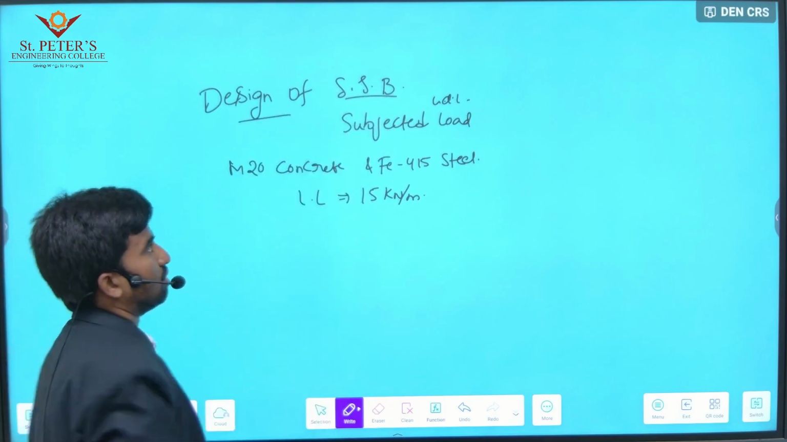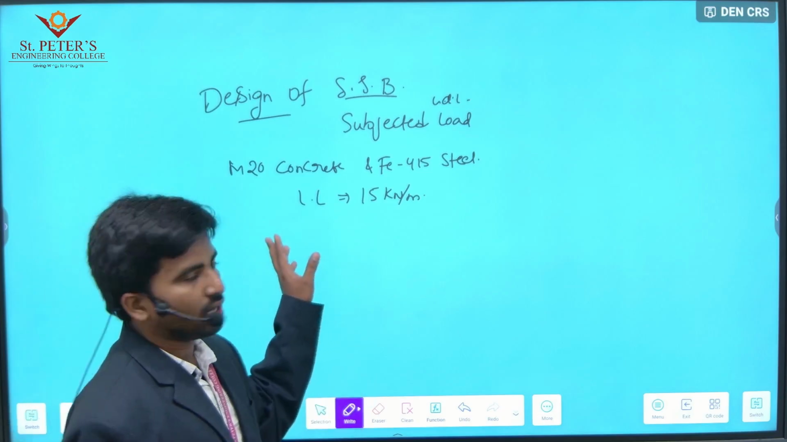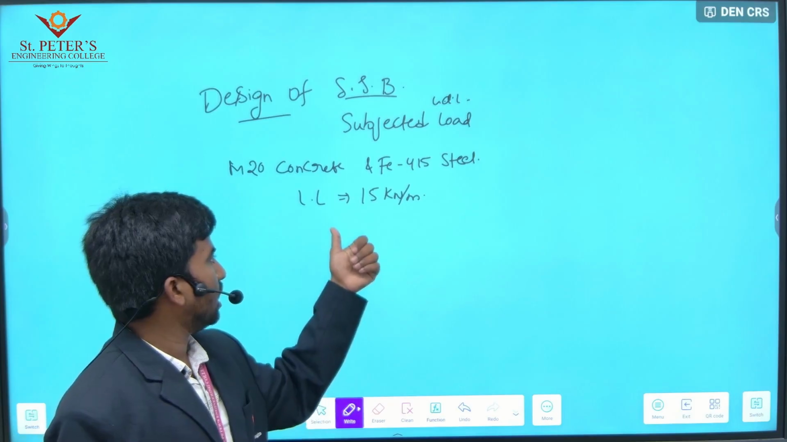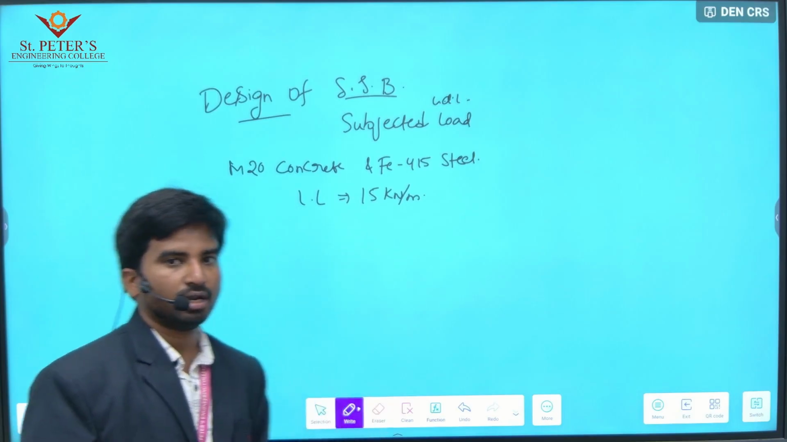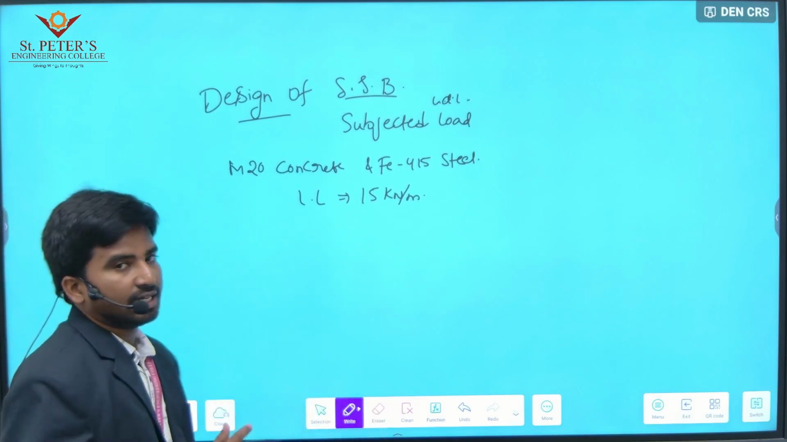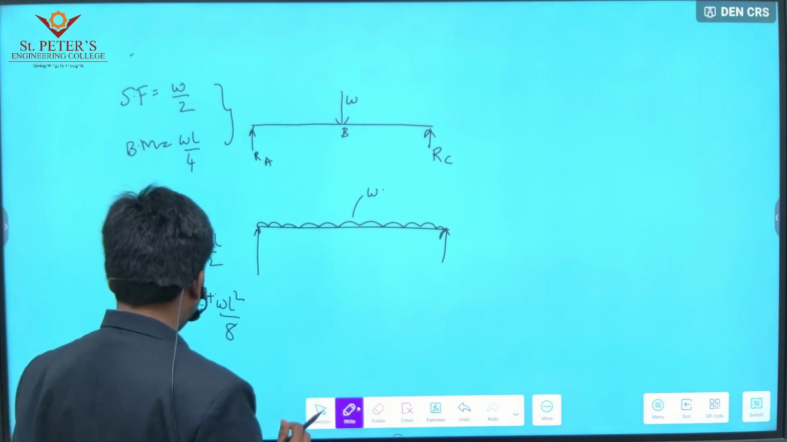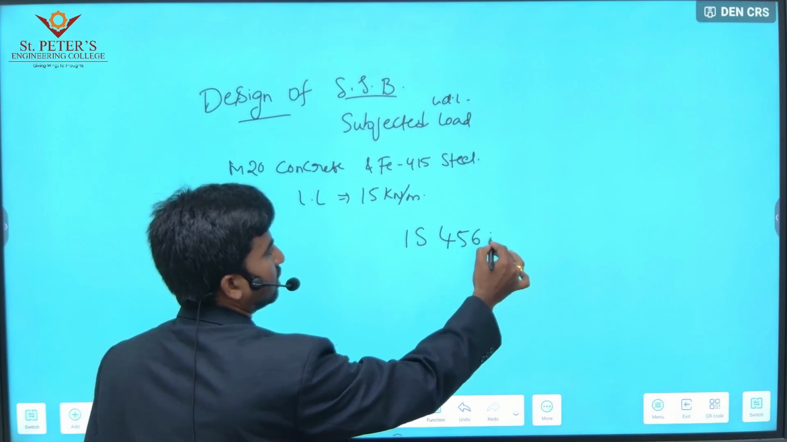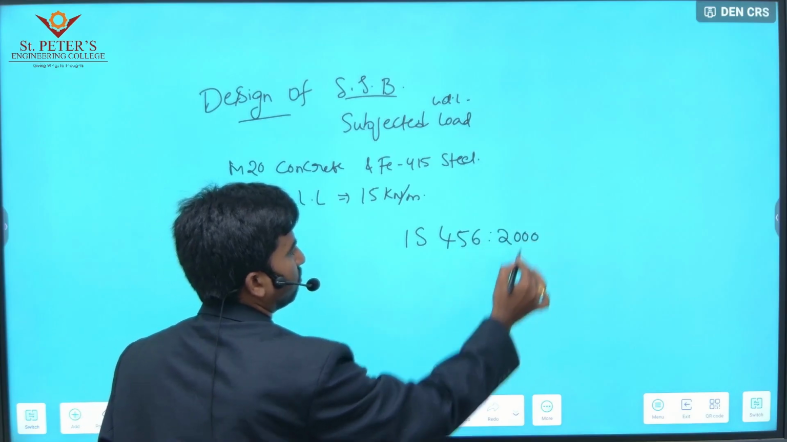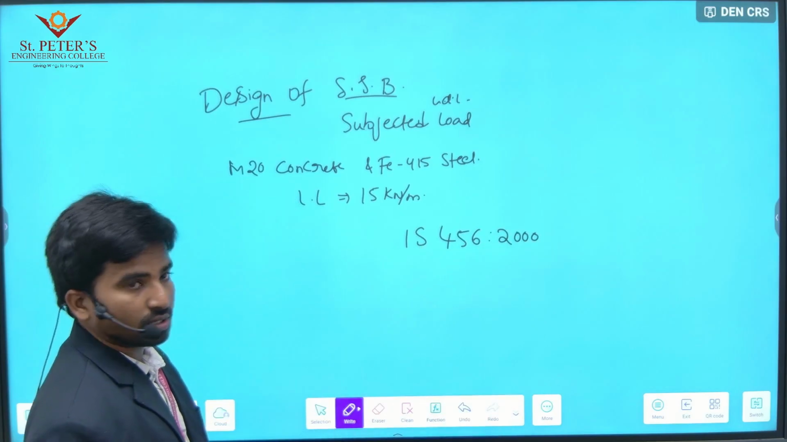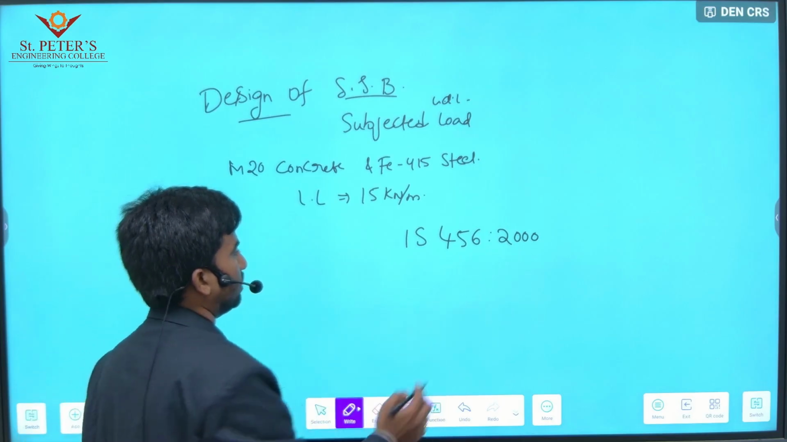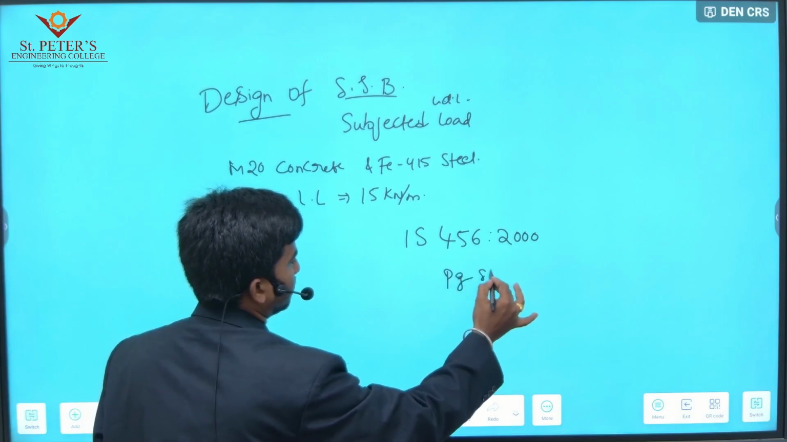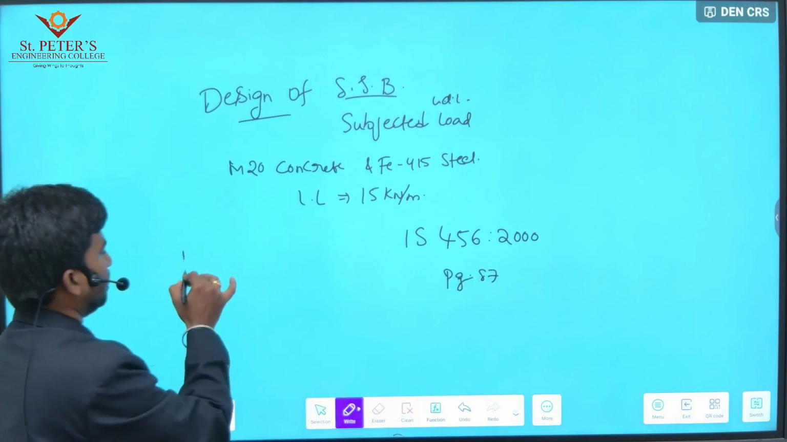Here is the design of a simply supported beam subjected to UDL. The grade is M20 concrete, Fe415 steel, and the live load is 15 kilonewton per meter. So, sir, the design steps are based on the IS code book, IS 456:2000. We followed IS 456:2000. In that, page number 87, the moment values are there.